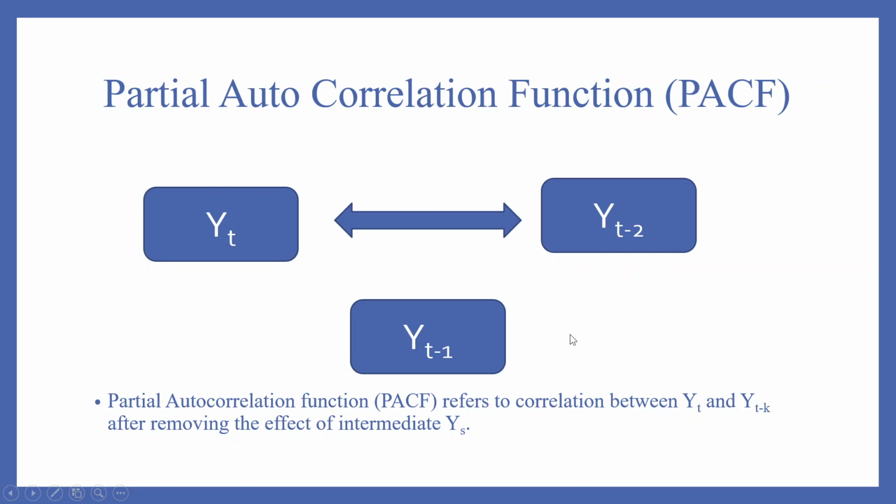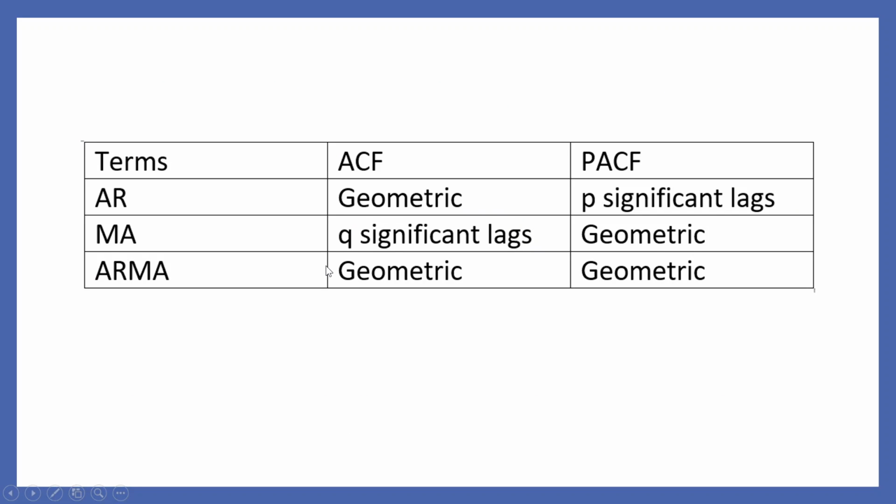Now how is it useful? Based on the pattern in ACF and PACF, we will be able to predict whether they are AR terms, MA terms, or it is an ARMA process. So if ACF is geometric and there are p significant lags in PACF, it is an AR model. In case of MA, q significant lags in ACF, and PACF is geometric. In ARMA, both are geometric.